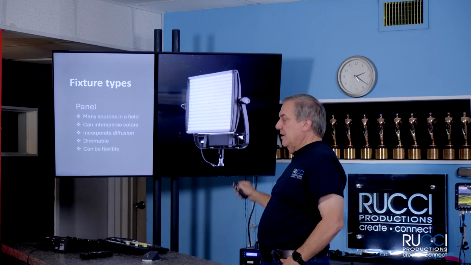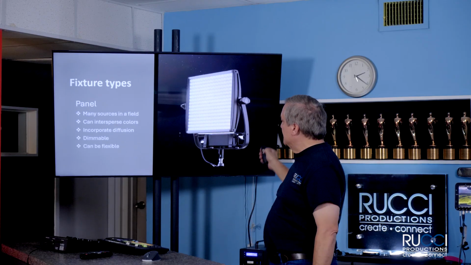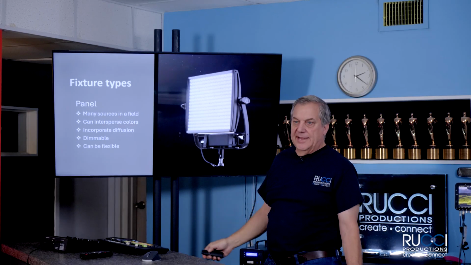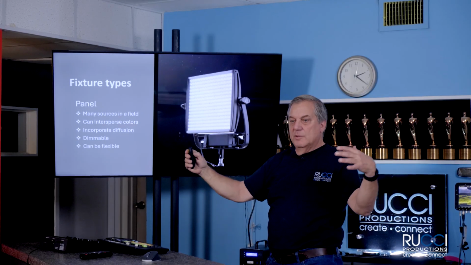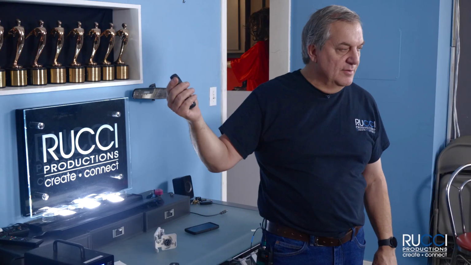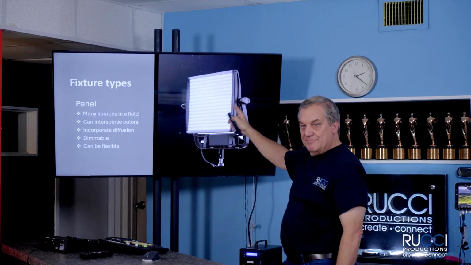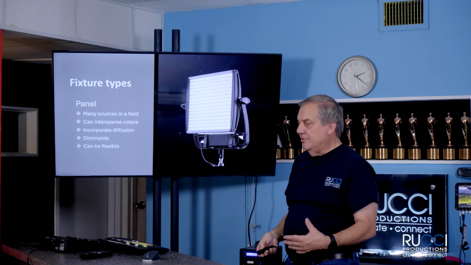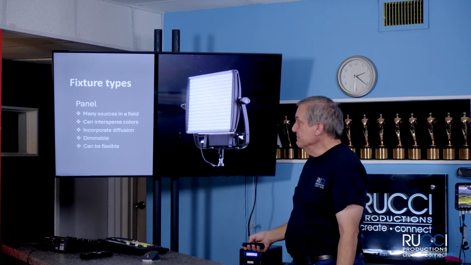And then you've got a panel, which is just an array of lots and lots of little lights that functions as one big wide source. Sometimes they have diffusion over top of them to smear out the source even more. These are often dimmable. They'll even make these in flexible panels, so you can wrap them around a corner or something like that. And these often will have different colors mixed together. So by controlling the brightness, you can change the color of the light.